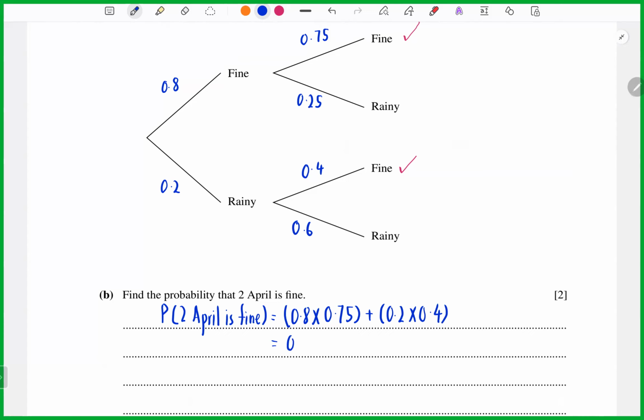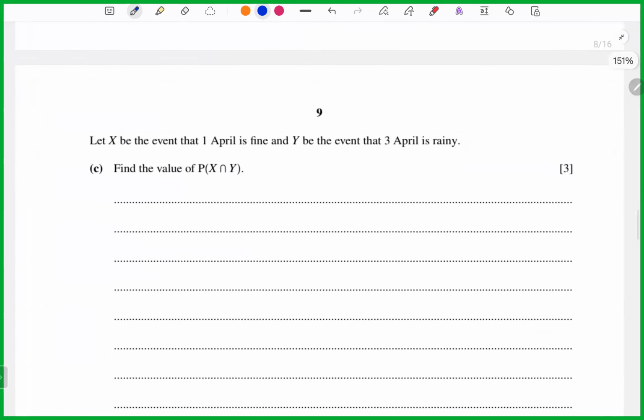So you will get 0.68. So this is your answer. Okay, now we go to the next question.